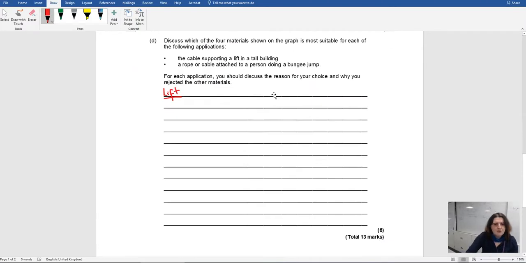So I'm going to first of all state the material that I want, material B or C. Then you discuss the reason for your choice, so that's another point. I'm going to explain why, and then give a reason that I didn't choose another material. So for the lift, I want material B or C because B and C have a plastic region.